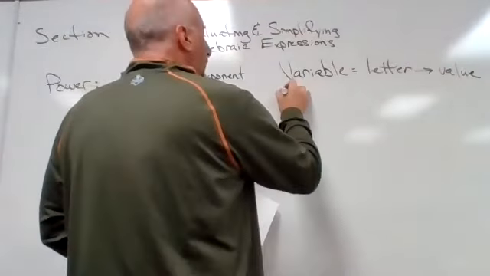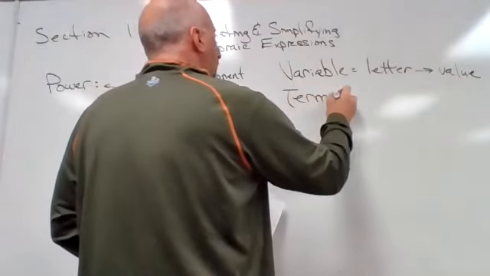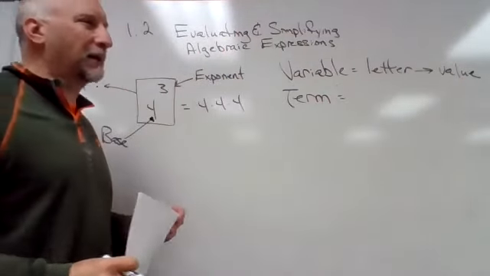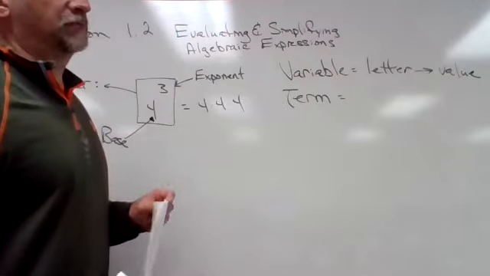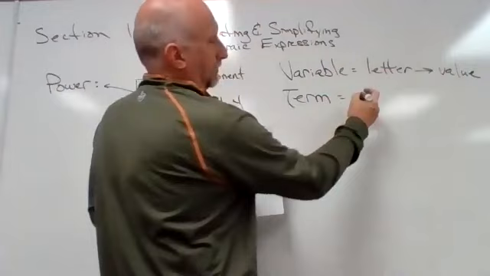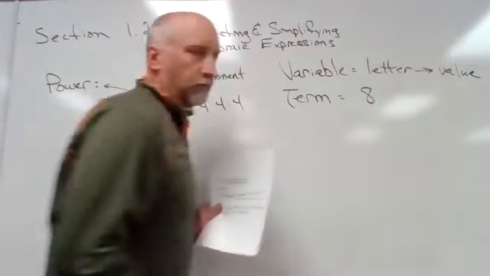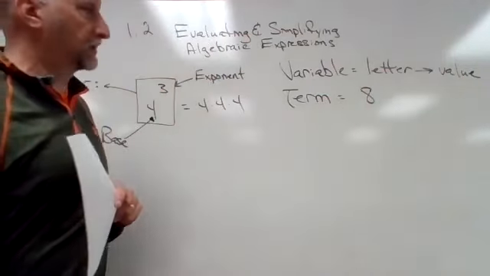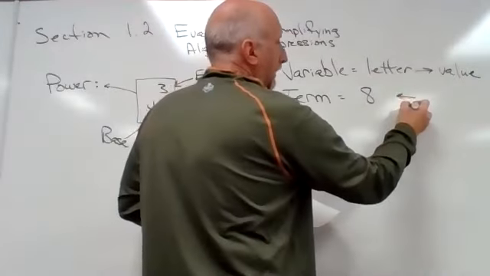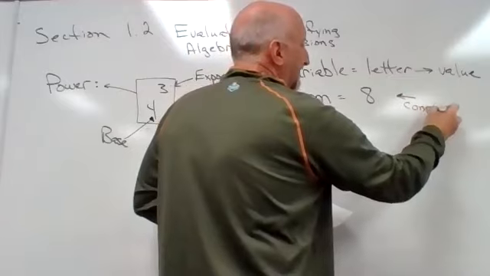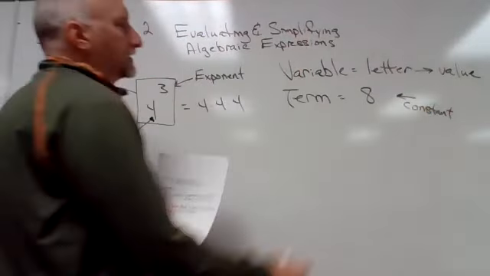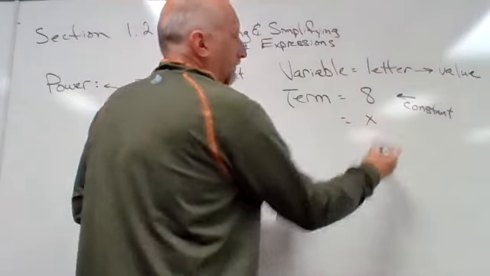Something called a term. What is a term? A term comes in lots of different forms, but terms are separated by pluses and minuses. In other words, can a number be a term? Can the number 8 be a term? Absolutely. It's called a constant term. It's just a number. That's called a constant because it's just a number. Sometimes terms are just letters, a variable.